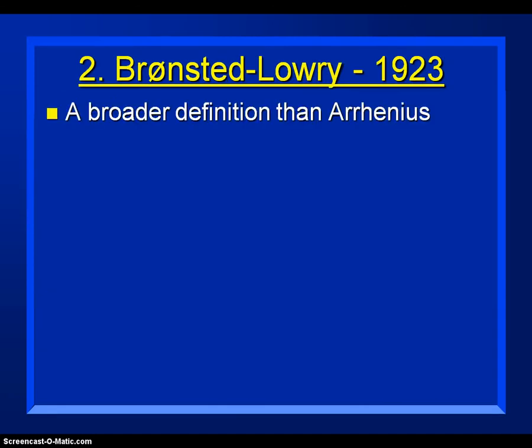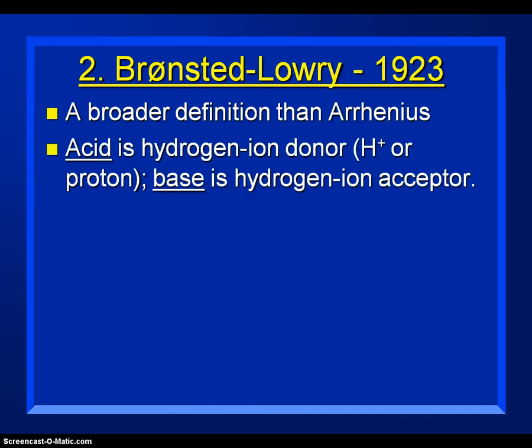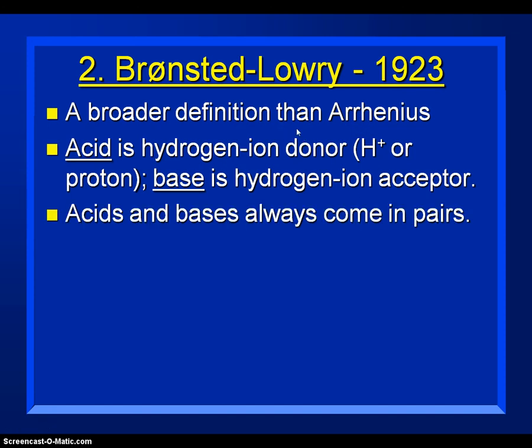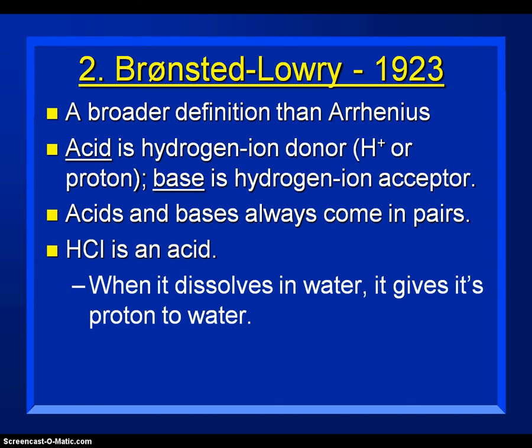Now, the next definition was the Brønsted-Lowry definition in the 1920s, and it's broader than the Arrhenius definition. So acids in this case are defined as being hydrogen ion donors. So they give up a proton or a hydrogen ion, and a base is considered a hydrogen ion acceptor. So in this case, acids and bases always have to come in pairs.